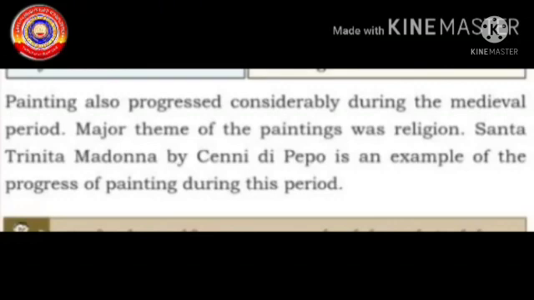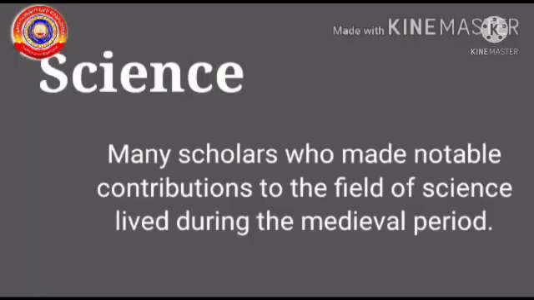Painting also progressed considerably during the medieval period. The major theme of the paintings was religion. Santa Trinita Madonna by Cenni di Pepo is an example of the progress of painting during this period. Next we move to the development of science in the medieval period.